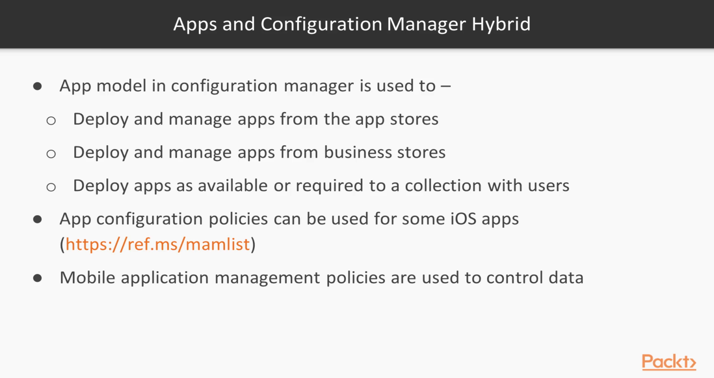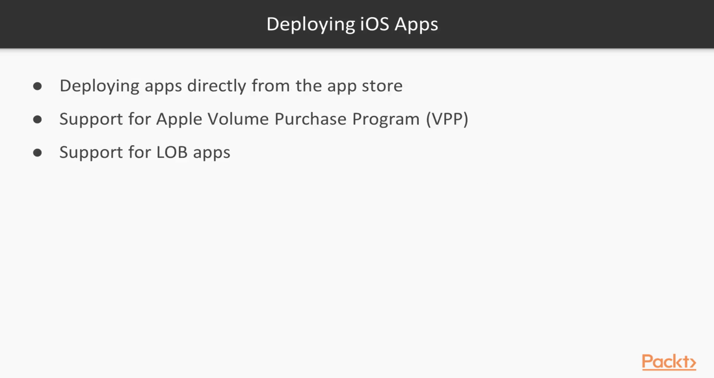For iOS, we can use something like the app configuration policies. We can pre-configure iOS apps with certain settings you would like. Not all iOS apps support app config policies, but see for a complete list on the following URL: raf.ms/memlist. Mobile application management policies are used to control data. More on this in a later module. But first, have a look at applications on iOS. We will have a look at the App Store's native apps and Apple VPP.